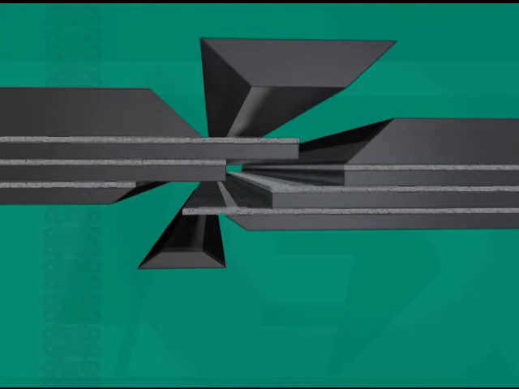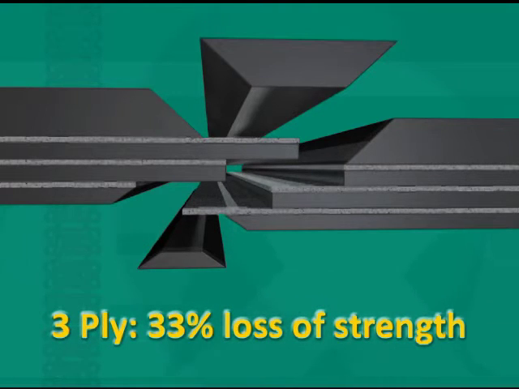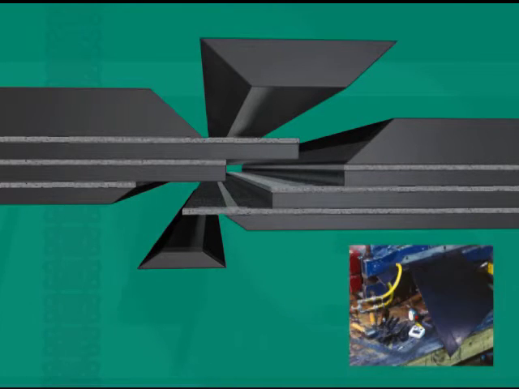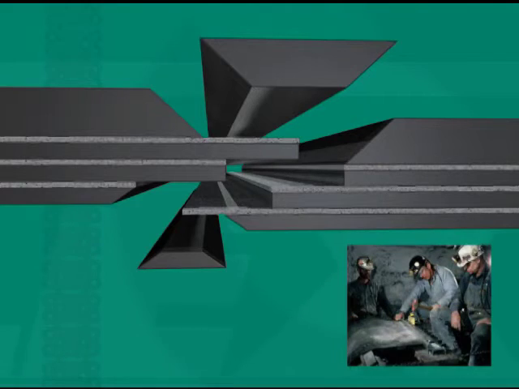To put it another way, a three-ply belt will lose one-third of its strength when spliced with a standard vulcanized step splice. And that's if it's done flawlessly. An imperfect splice, like those caused by humidity, old equipment, hurried crews, or dirty environments, will lose even more strength.